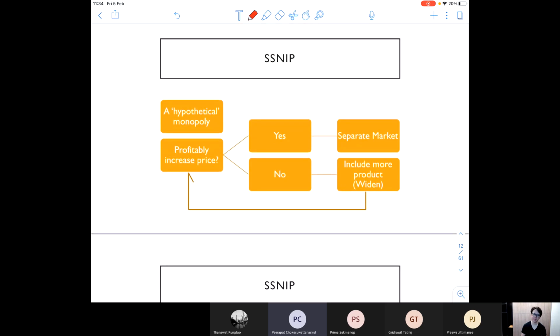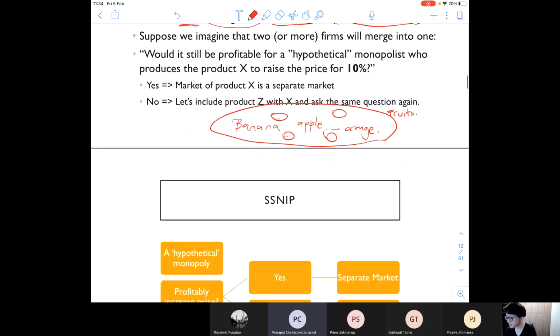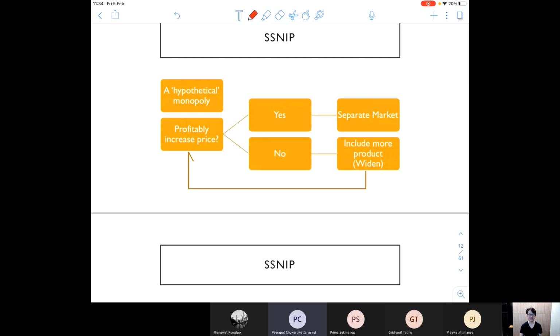And this explains the process that I put in the next slide, right? You start from this, and it is called hypothetical monopoly. Because of what? Because as I did, you include Apple and then you sort of hypothetically say that, okay, suppose this is a monopoly, you can increase the price by 10%. What would you do? Right? And it is still profitable in the sense that people want to just shy away and buy something else. Then you say that, yeah, this is a separate market and you stop there. But if no, people would just switch to buy something else, then you would not profitably increase price. Right? In that case, you have to include more product because there are still some substitutable products out there. So you include them and you ask the same question again. This is what we call a snip test.